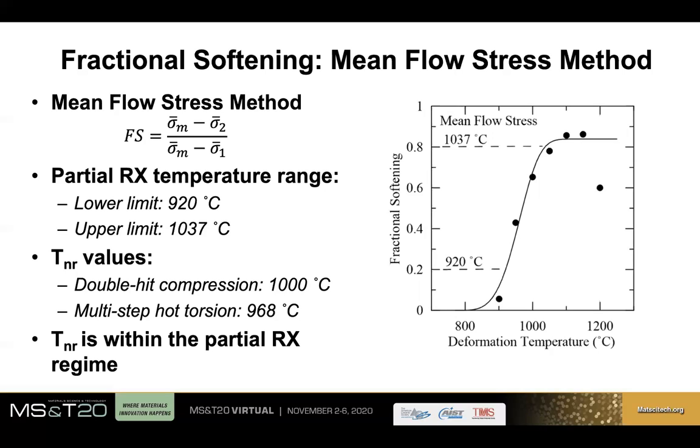Plotting fractional softening as a function of deformation temperature, we have a partial recrystallization temperature range bounded at the upper limit by 1037 degrees C and at the lower limit by 920 degrees C.